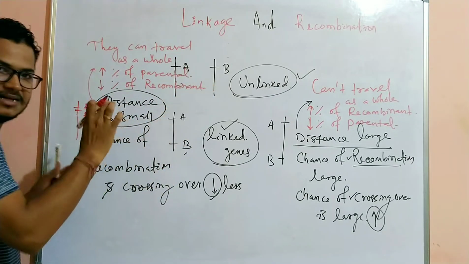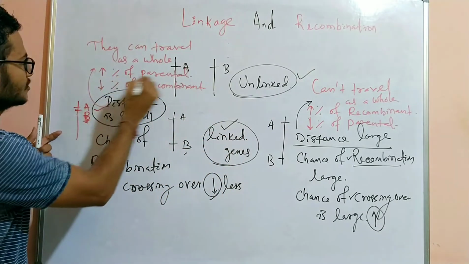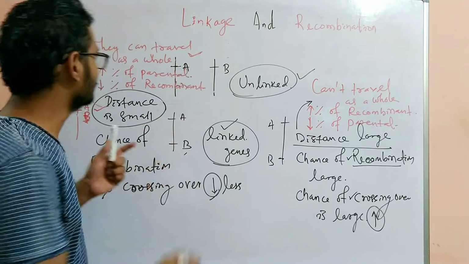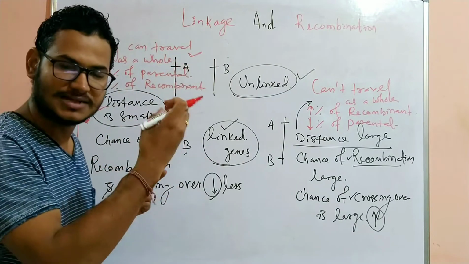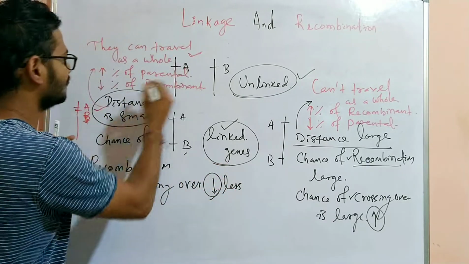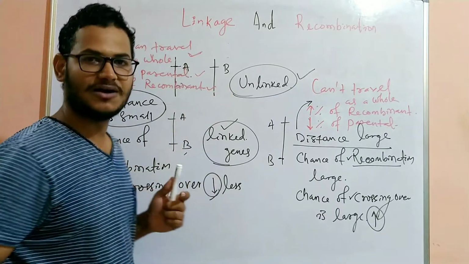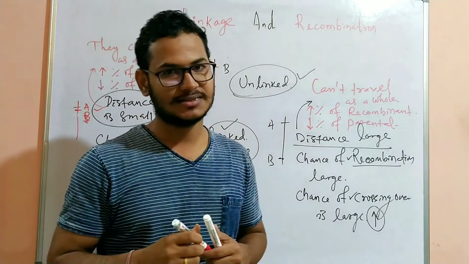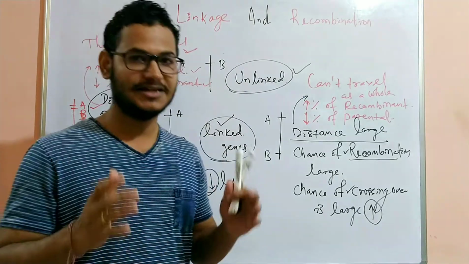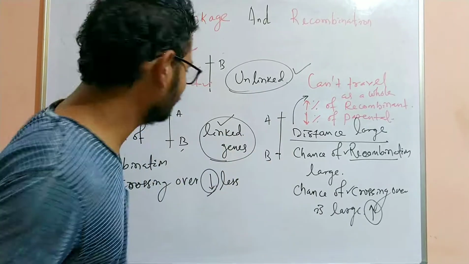So in this case, as the genes are linked together, situated close to each other, the chance of their arrival to the offspring is as a whole. So together they can come to the offspring to represent their character. So parental character is found in higher percentage and recombinants are found in lower percentage in the case of linked genes. If we summarize this whole thing, I can write down like this.